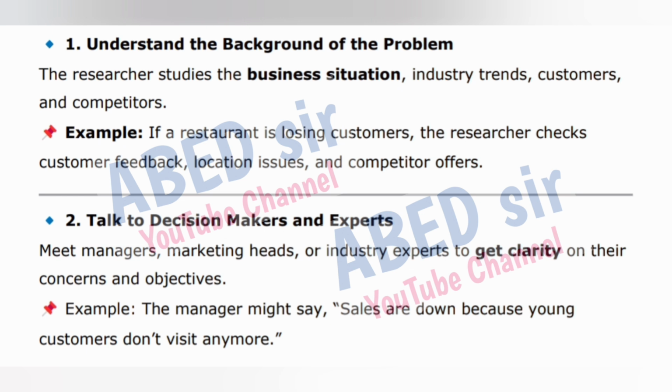1. Understand the background of the problem. The researcher studies the business situation, industry trends, customers, and competitors. Example, if a restaurant is losing customers, the researcher checks customer feedback, location issues, and competitor offers. 2. Talk to decision makers and experts. Meet managers, marketing heads, or industry experts to get clarity on their concerns and objectives. Example, the manager might say, sales are down because young customers don't visit anymore.